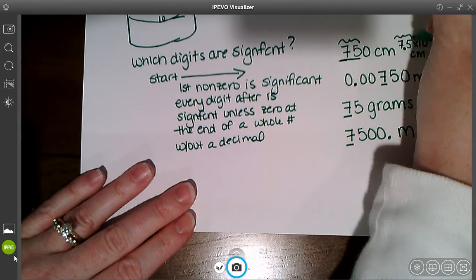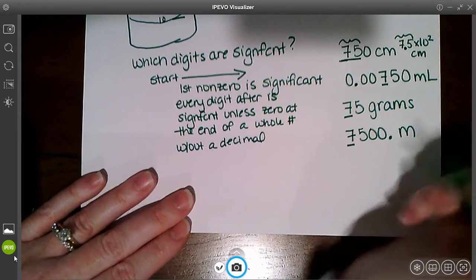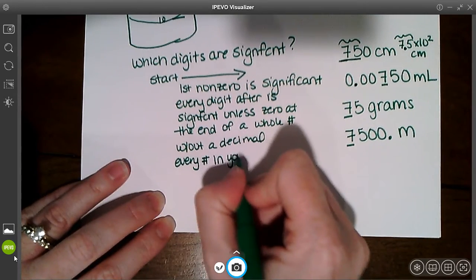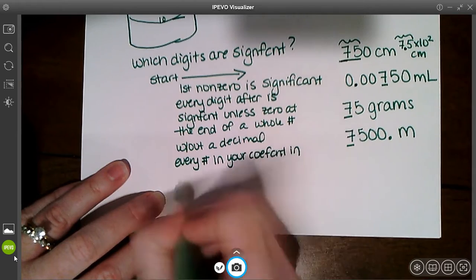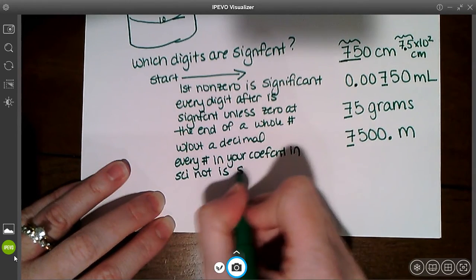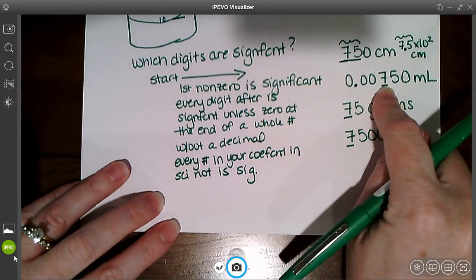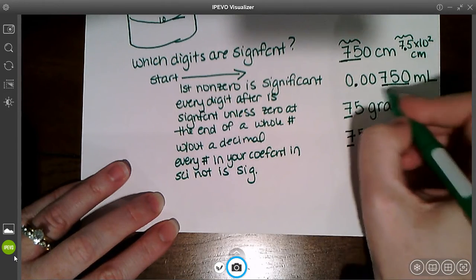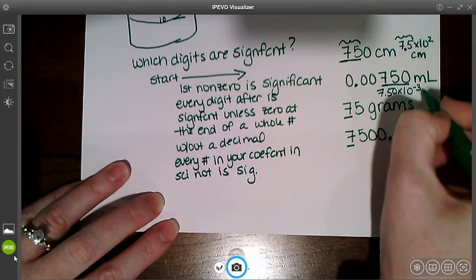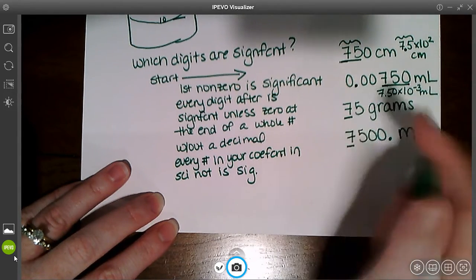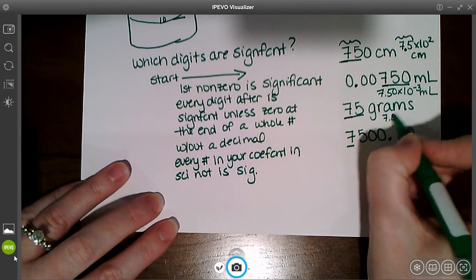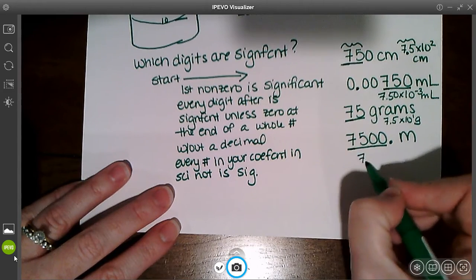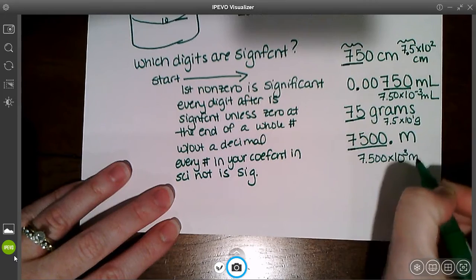And notice my sig figs are the only ones that make it into scientific notation. So that's a rule: every number in your coefficient in scientific notation is significant. My 7 is the first one, and then everything after it is significant because I have a decimal. The decimal says just go ahead and include everything. So this would be 7.50 times 10 to the negative third milliliters. This does not have a 0 at the end, so everything's significant. This would be 7.5 times 10 to the first grams. This has a 0, so all of the digits are significant. So this would be 7.500 times 10 to the third meters.